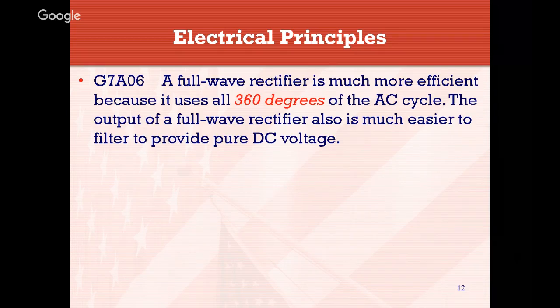And in that same vein, we're going to talk about the full wave rectifier, which actually converts the entire AC signal, or the AC cycles, and it uses all 360 degrees of the AC cycle. So the output of a full wave rectifier also is much easier to filter to provide a more pure DC voltage. There is a diagram in here, which we're going to deal with as we look at some subsequent questions here.